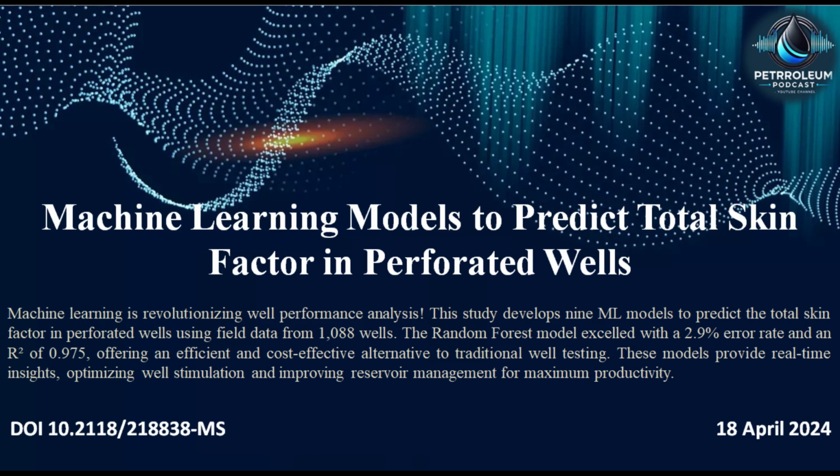So all this meticulous data collection, did it actually pay off? Like, did they get accurate predictions for skin factor? Oh, the results are impressive. They achieved mean absolute percentage errors as low as 2.9% and correlation coefficients above 0.95. Okay, break that down for us. What does that actually mean? It means that these models were really good at predicting skin factor. In some cases, they were almost as accurate as traditional well testing methods, but without the cost and disruption.